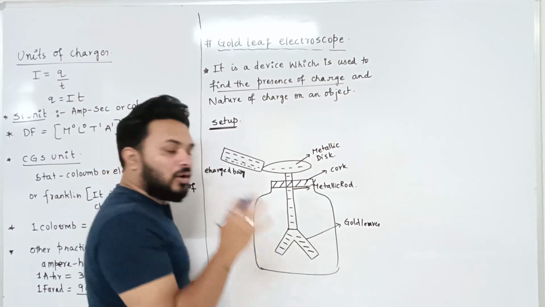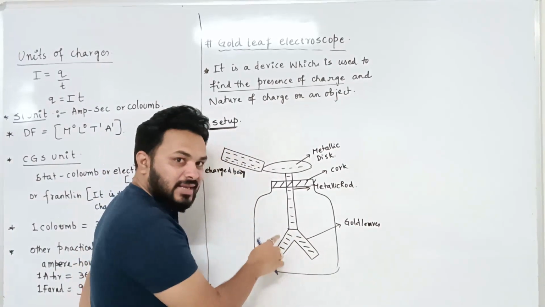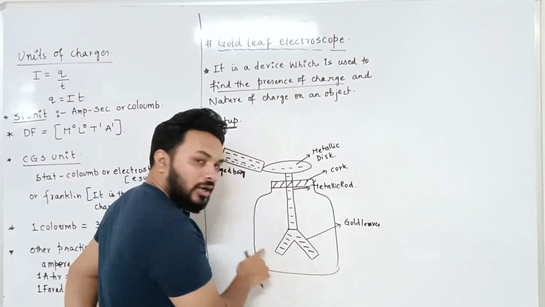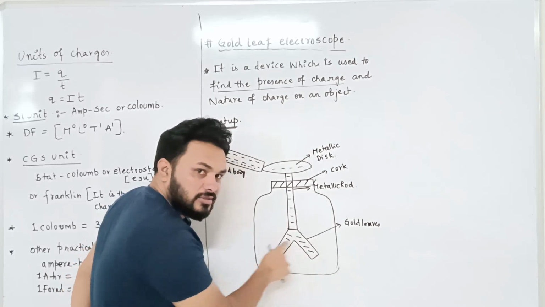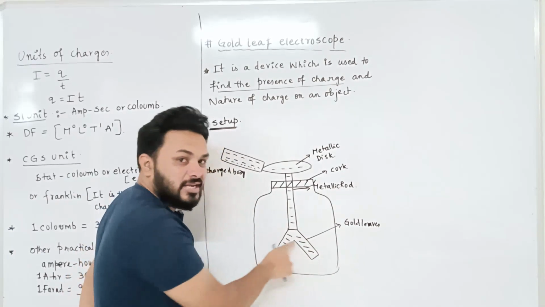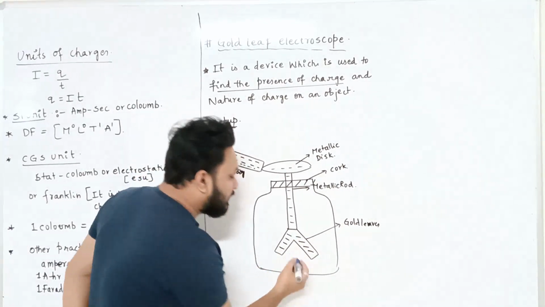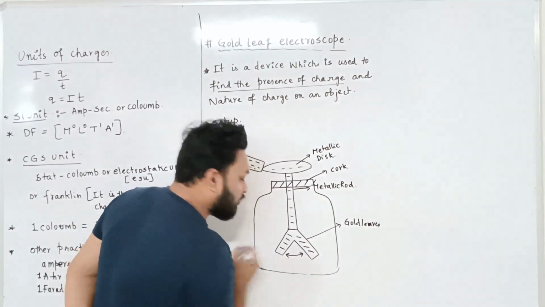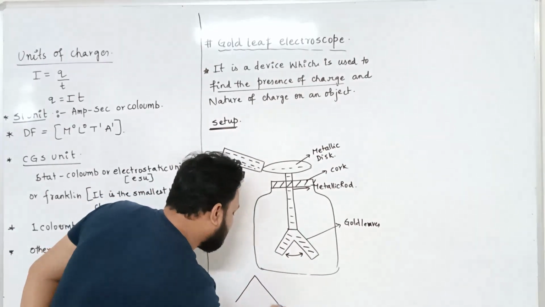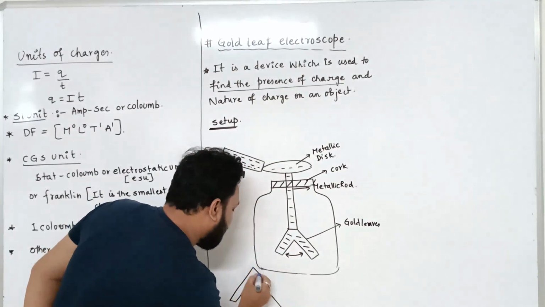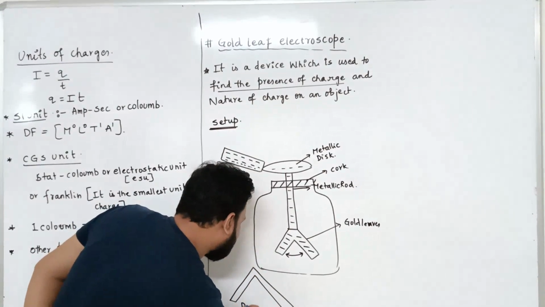Once the excess electrons come to the gold leaves, there will be repulsion between the two gold leaves because of the same negative charge. Due to this repulsion, the gold leaves will diverge from each other. There will be divergence.